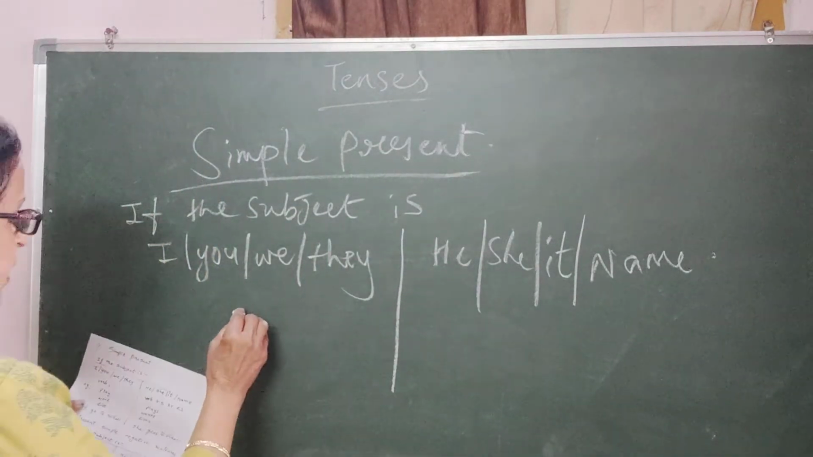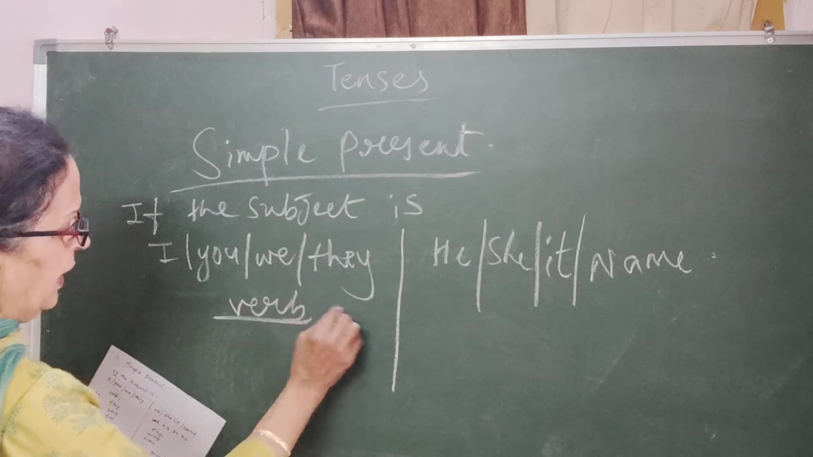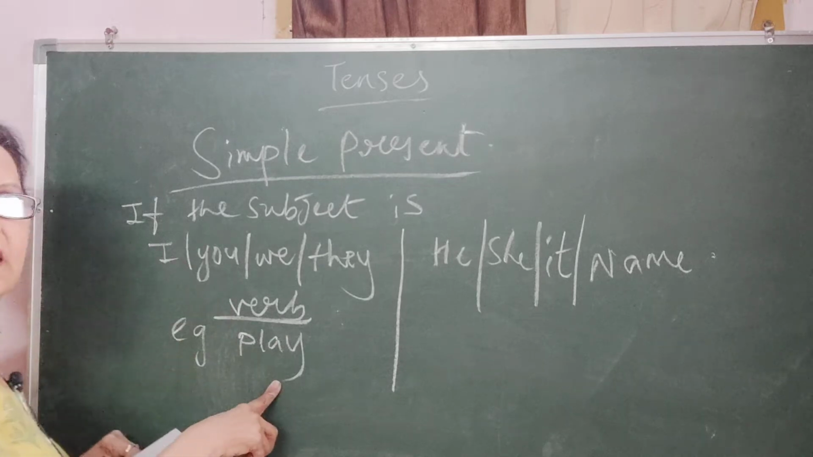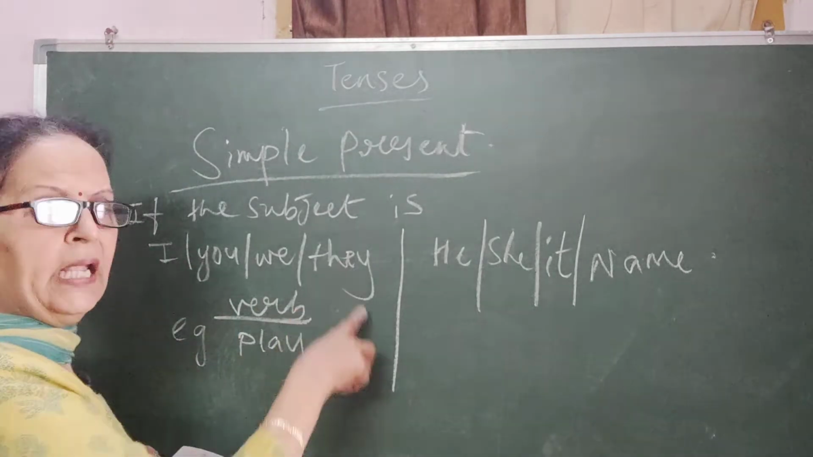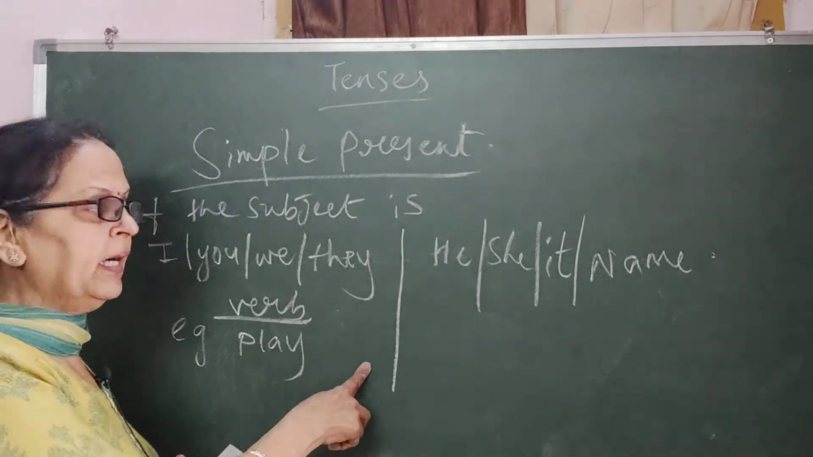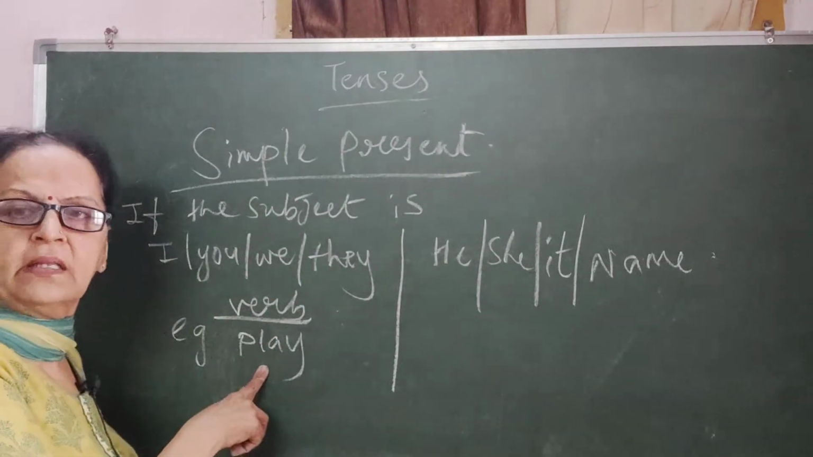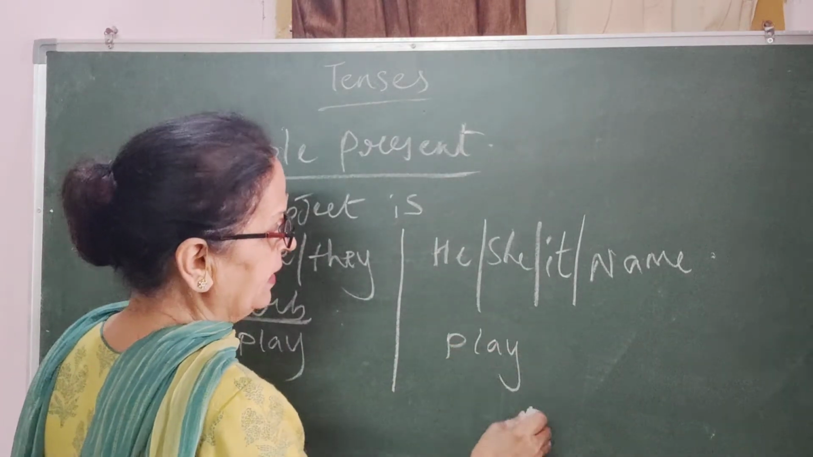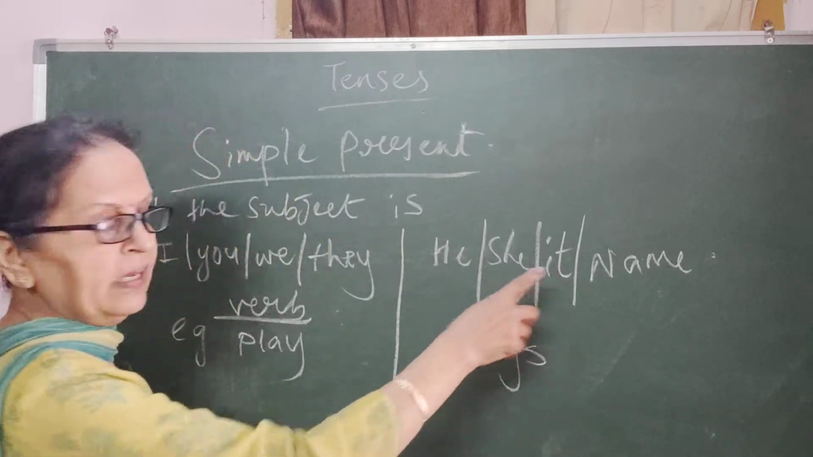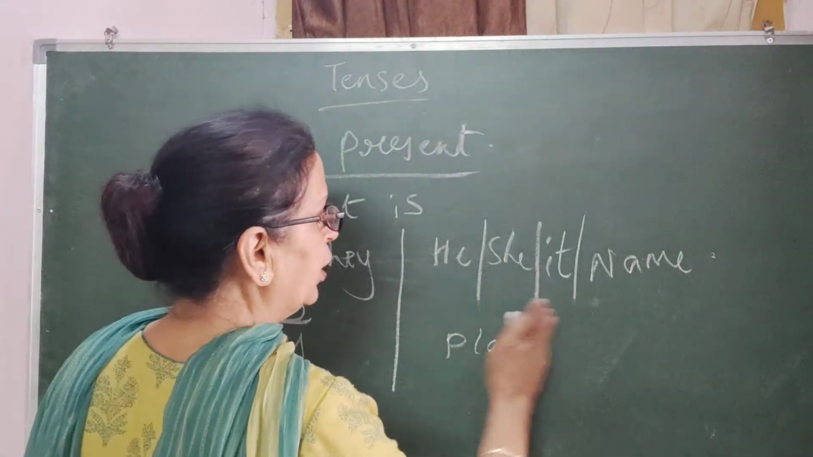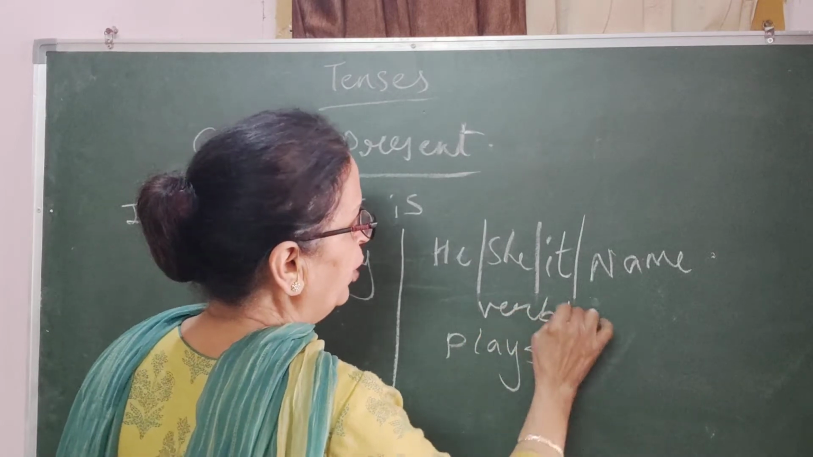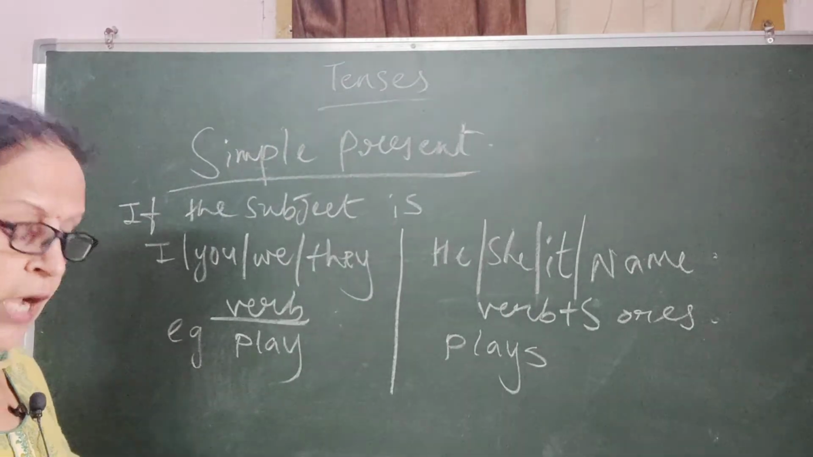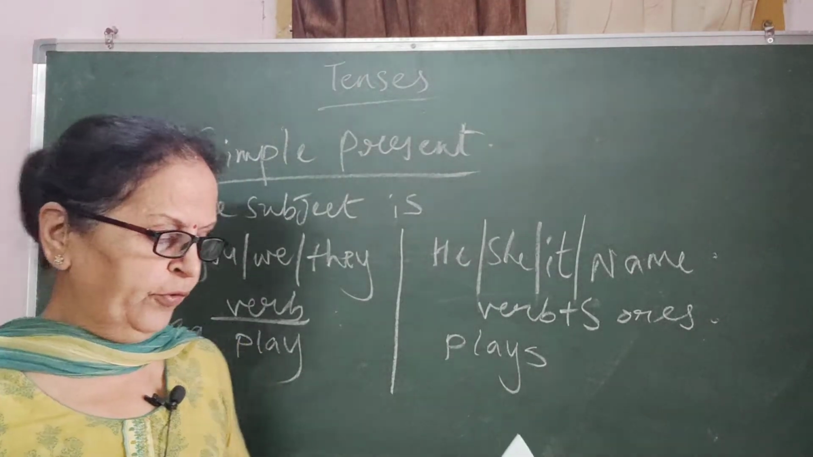So, the verb used here will be the plain verb without any addition. For example, I play cricket, you play cricket, we write a letter, they play in the garden. So you have seen when I use this subject, the verb remains the same. But if I use it here, it becomes he plays, she plays, Seema plays. So here what is the difference? With the verb, you have to add s or es to make it simple present. I hope this is very easy and simple for you, right?